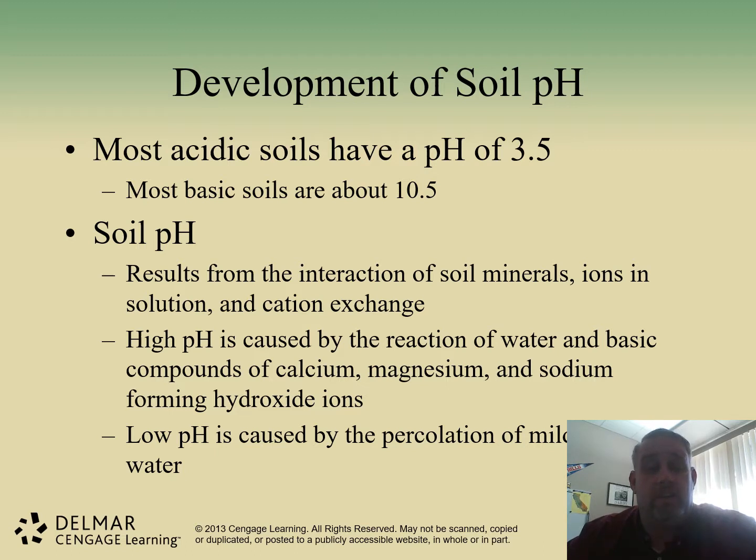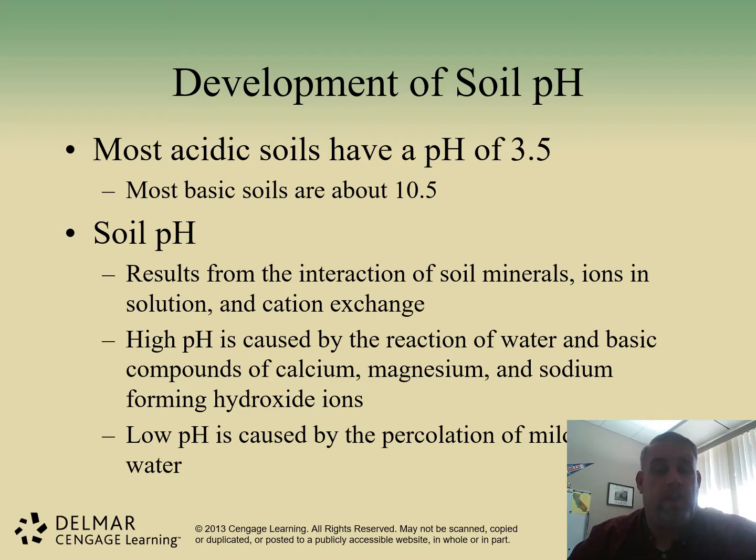Most acidic soils that we think about have a pH of approximately 3.5, and then the most basic soils are about 10.5. This soil pH is basically the result of different soil minerals, different ions that are within the soil, different cations that are being exchanged within the soil.